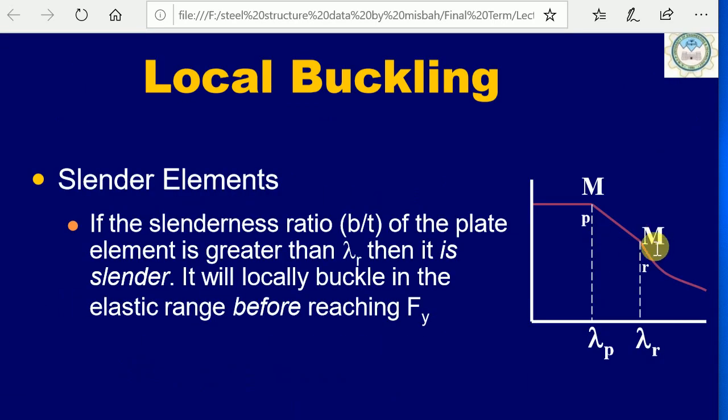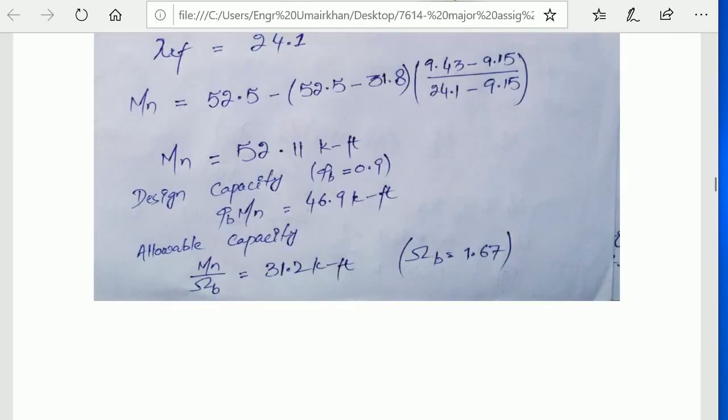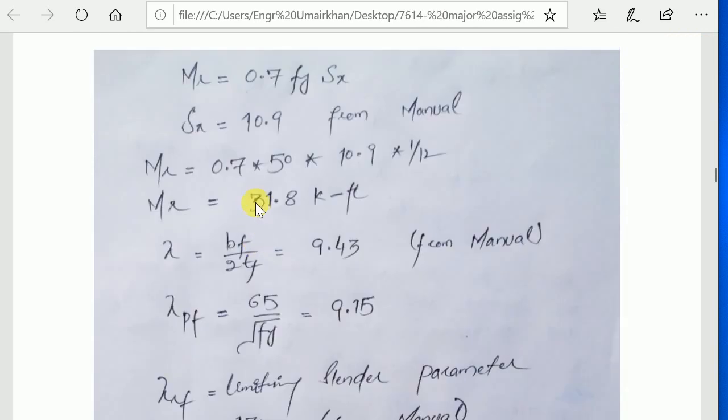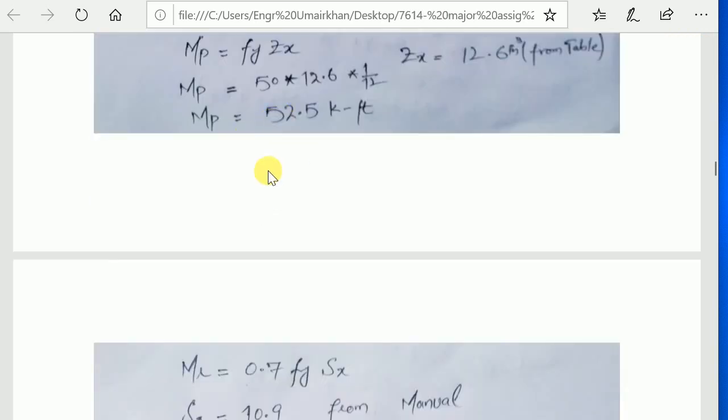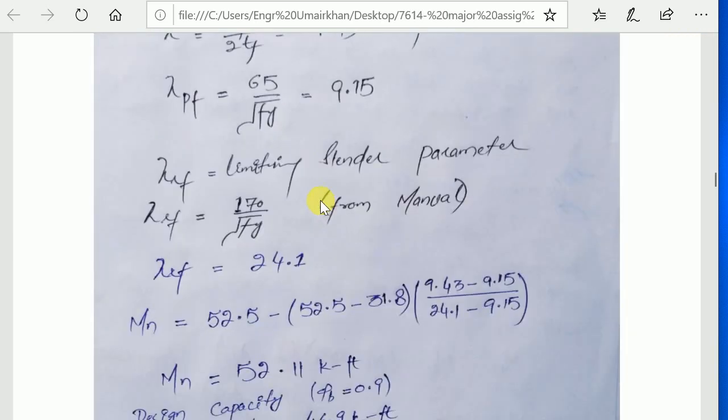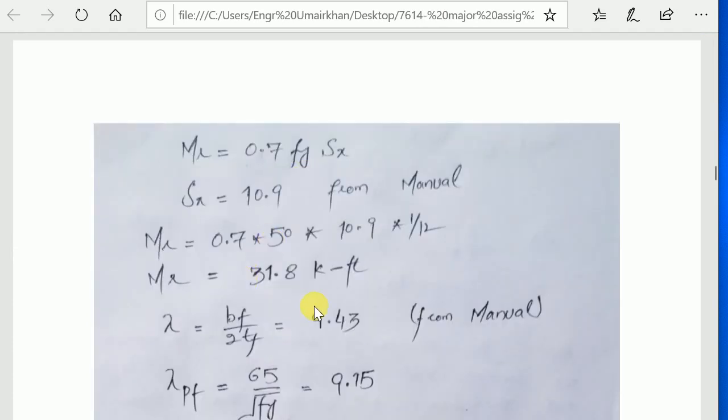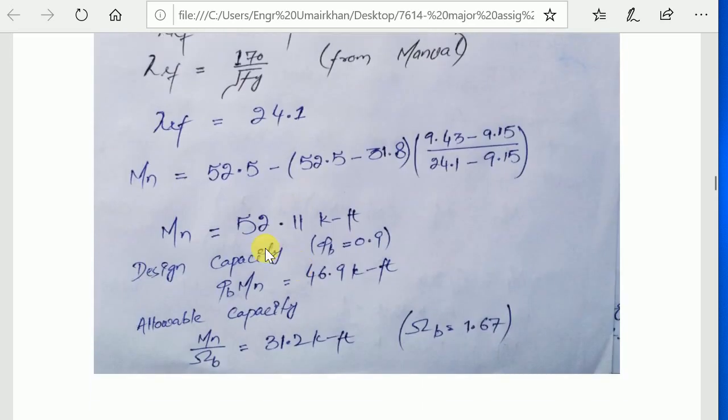Okay? Our Mp value is basically 52.5, so our value is less than that, and the Mr value is 31.8, so our value is greater than that. Okay, we have to convert this into design capacity by just multiplying by the reduction factor, that is 0.9, to 6.96 feet.